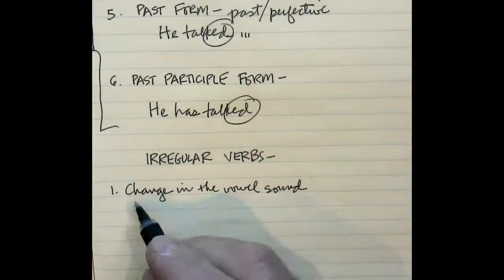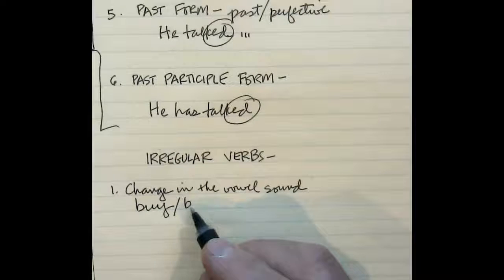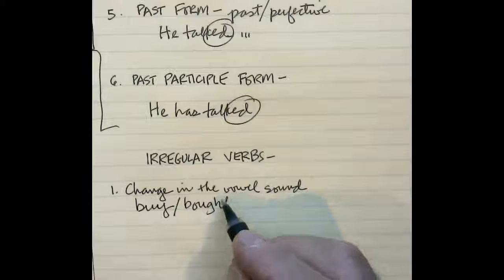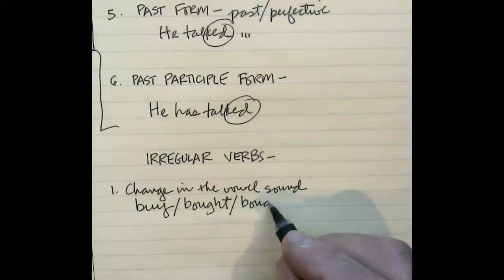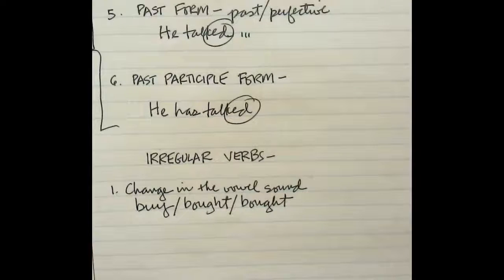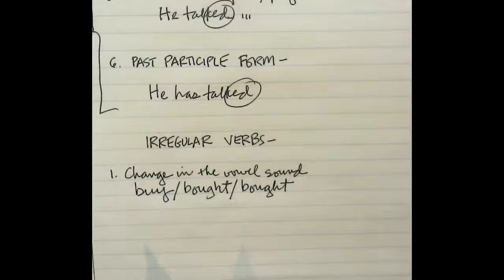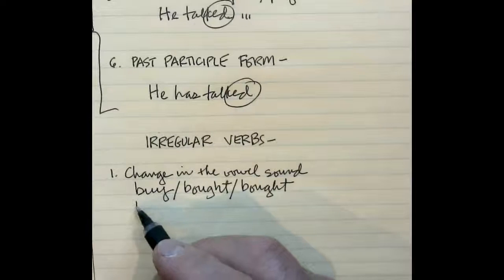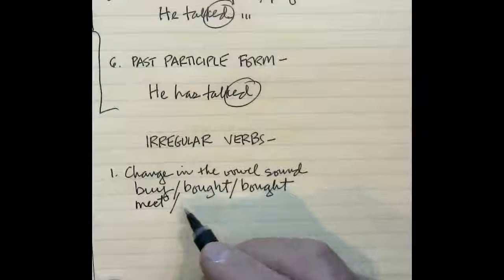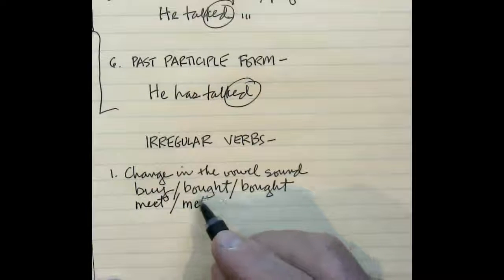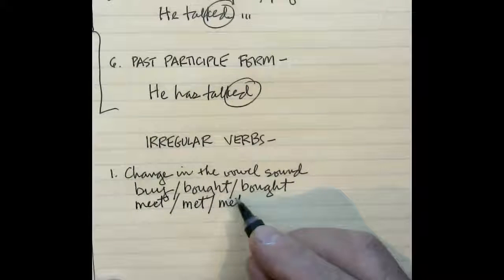For example, buy: yesterday we bought, and the past participle, they have bought. And even though the spelling is different, really it's the vowel sound that's important. We can have a verb like meet: yesterday we met, and then the past participle, they have met before.